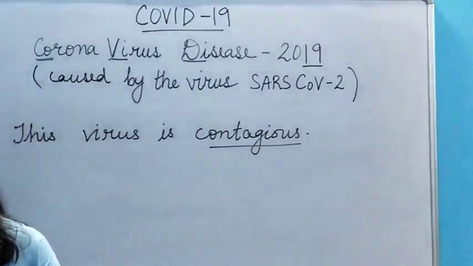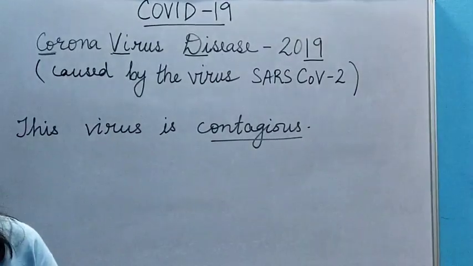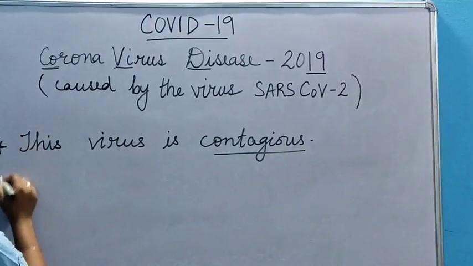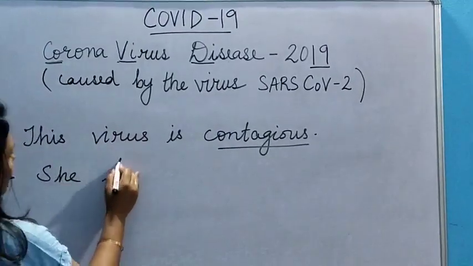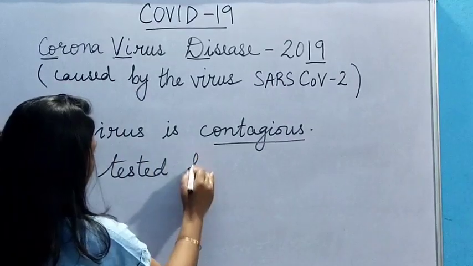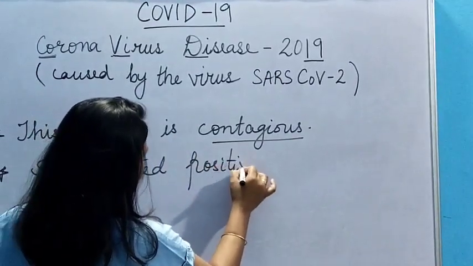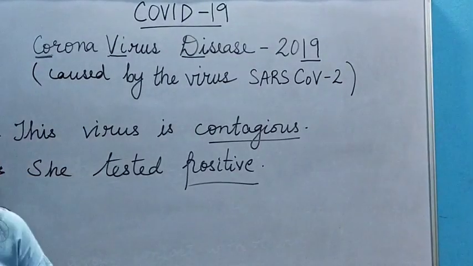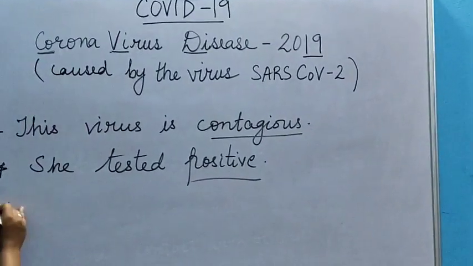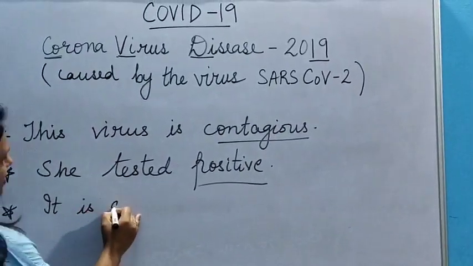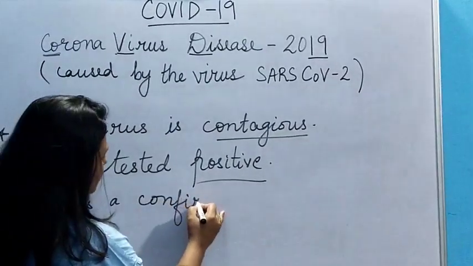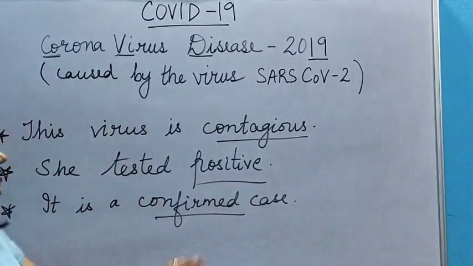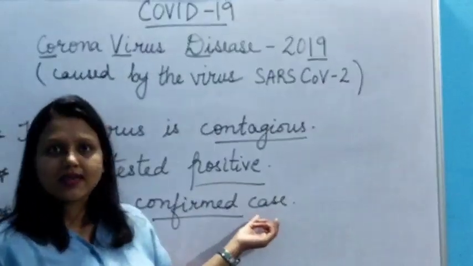We can also say that the person, he or she, tested positive. Like if I say, she tested positive. This is again describing that the person tested positive. I can say, it is a confirmed case. So again, this word is describing the noun case.